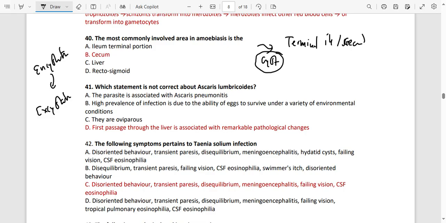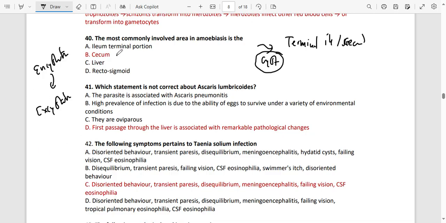There we are able to form a flask-shaped ulcer and also a granuloma-like structure, which is known as an amoeboma. But this happens a bit quickly.